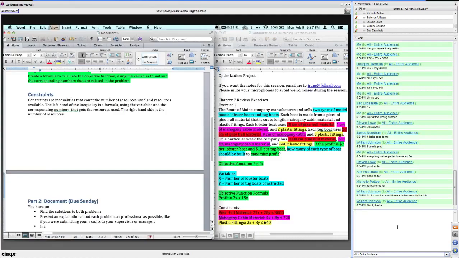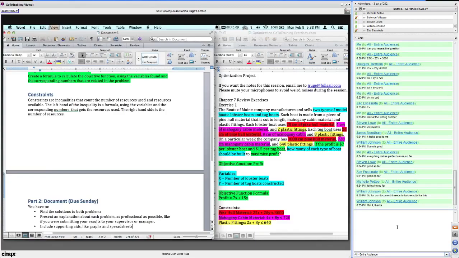Include, what can I call it, graphing support? Include supporting aids, like graphs and spreadsheets. So that's what you have to do for part two.